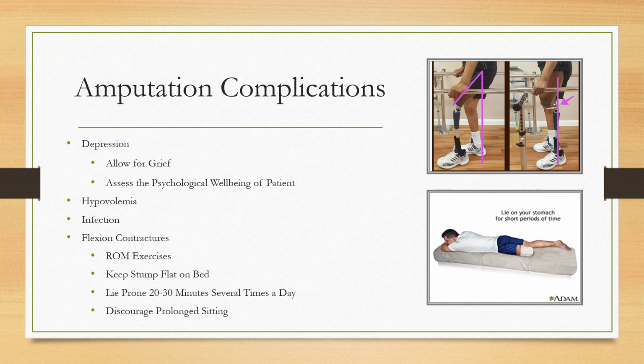Okay. Again, in the interest of time, I'm going to keep moving. Amputation complications. They're covered in the book a bit. So the psychological well-being, so allowing for grief, due to the lost limb. Hypovolemia, that would be more of an acute post-surgical issue. Loss of blood. Infection is always a risk, especially post-surgical, once the wound's completely healed and closed. Flexion contractures can occur, and I'll leave just the advice on how to avoid flexion contractures for you to look at.